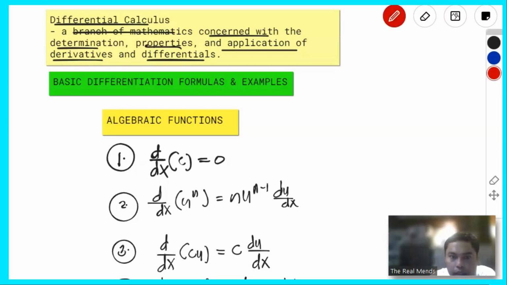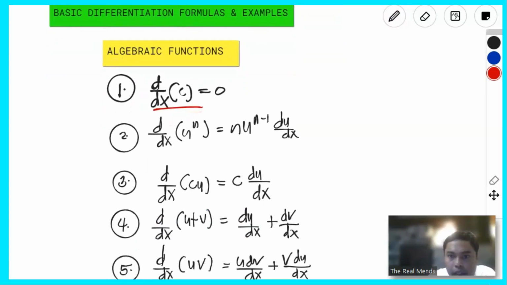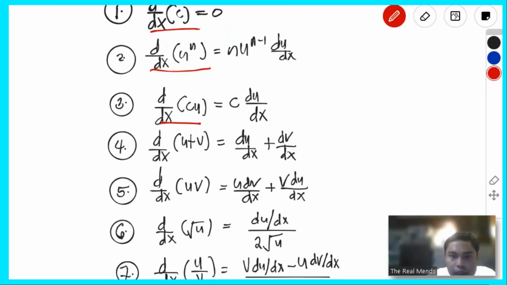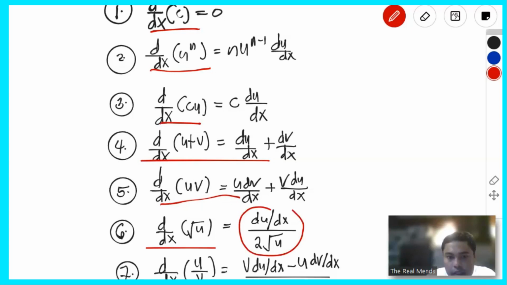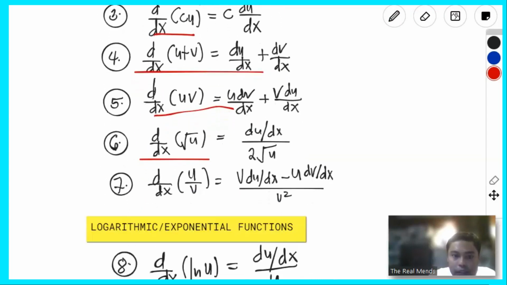First, we have the algebraic functions: the derivative of a constant. Later on, let's discuss the examples. And then the chain rule, the derivative of a constant, and then the derivative of two functions u and v. The derivative of the product u times v, and the derivative of the square root of u, that is du over dx over two square root of u. Then the derivative of the fraction u over v, that is v du over dx minus u dv over dx over v squared.